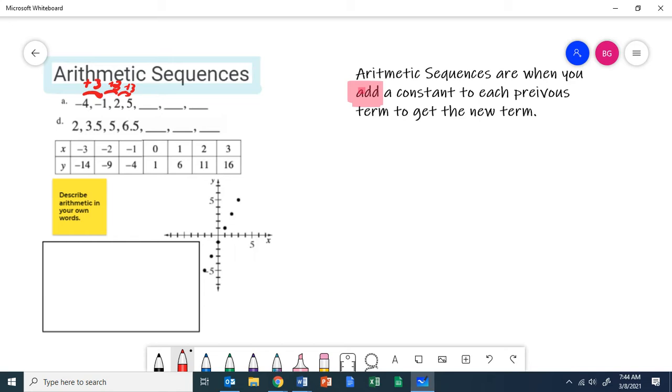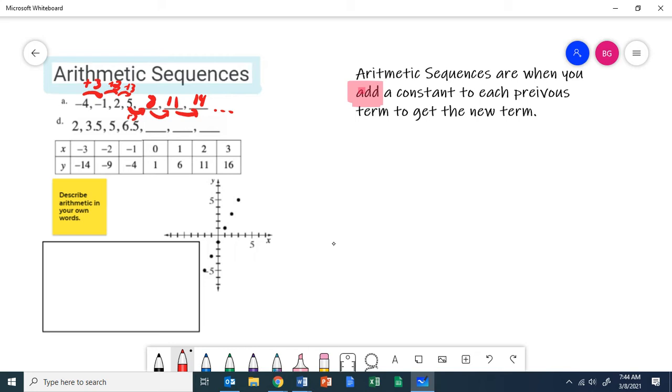So that's what makes this one an arithmetic sequence, because to get to the next term, the previous term was 5, so I add 3 to it. So 5 plus 3 would get me 8. And then 8 would get me to 11, and then 11 would take me to 14, and so on and so forth, because we could continue that list of numbers by adding 3 each time.